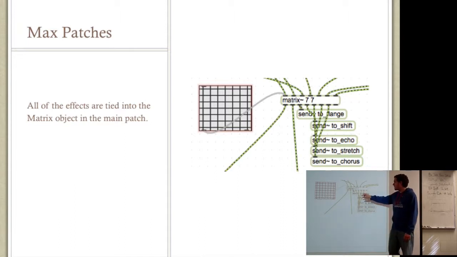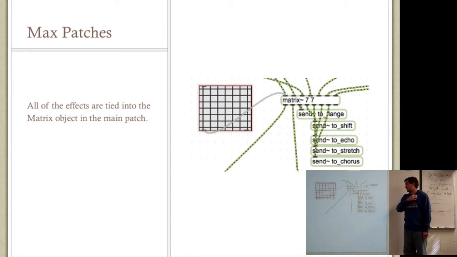So the way it works is the matrix object has all of its inputs, so left, right, flange, pitch shift, and so on, and then it's 7 outputs. These two are sending it to the left and right channel for output, and then these are sending it back in to the given matrix to be passed to whichever other effect. Okay.